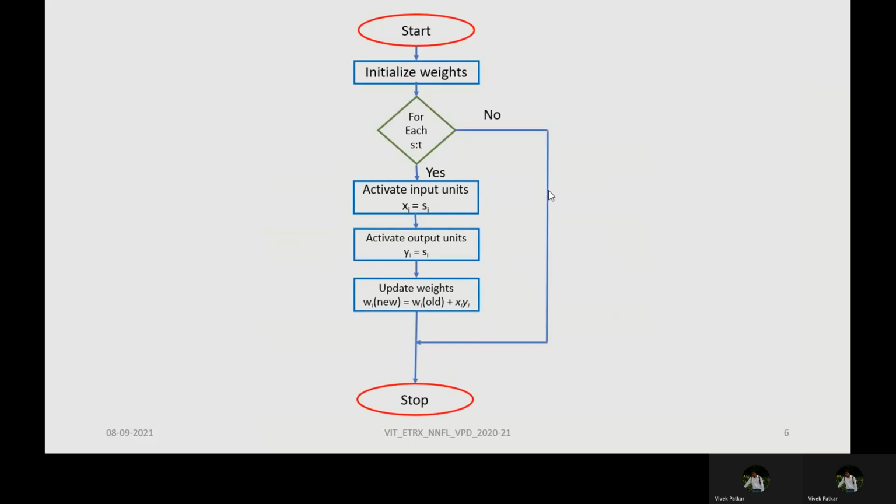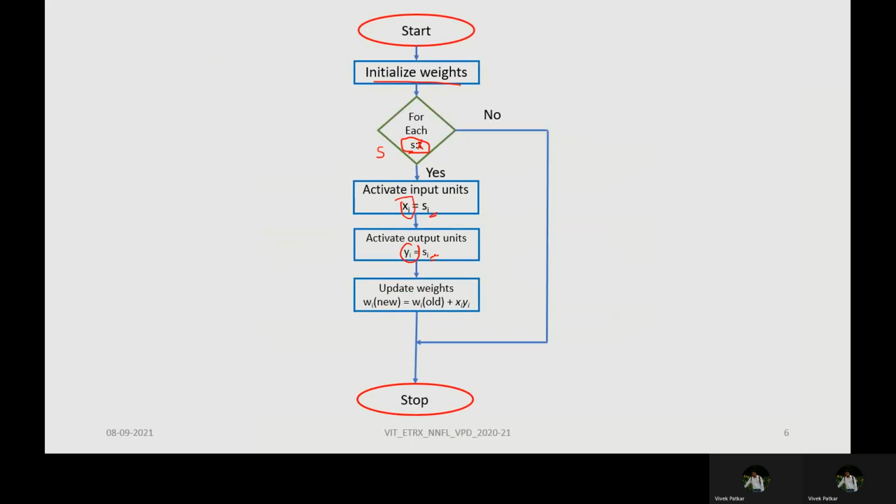For the training algorithm, we normally use Hebbian learning for associative memories. We initialize the weights. For each input pattern, we may not be given T, and might be provided only S, because S is equal to T. We activate the inputs as Si and the outputs also as Si, and update the weights using the Hebbian learning rule. So there will be only one iteration.